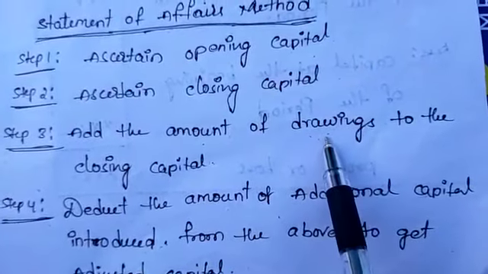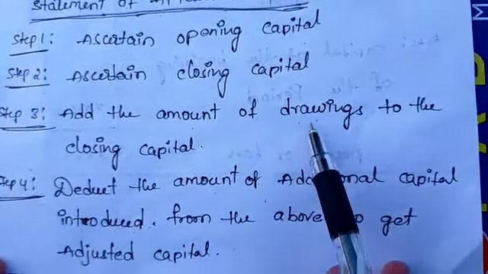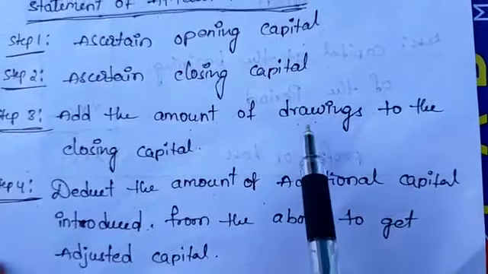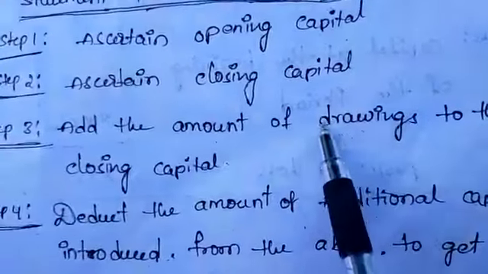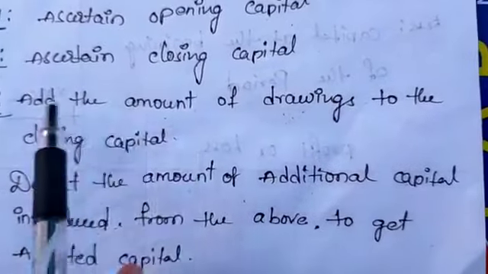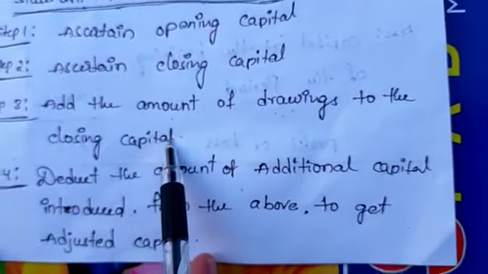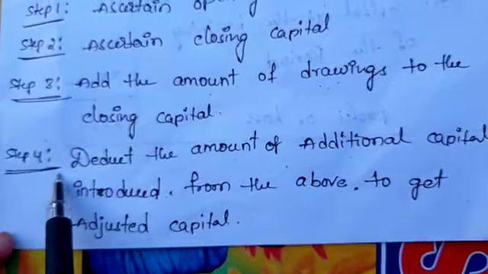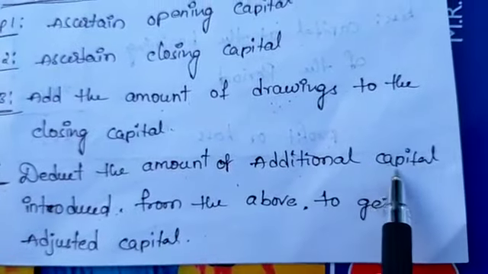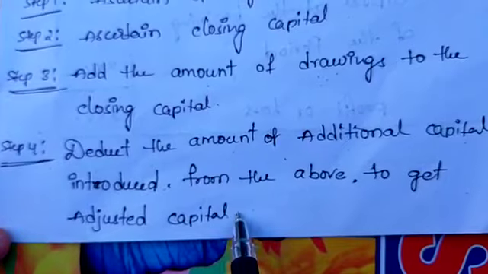So what are drawings? Drawings means the amount the investor draws for personal use. That amount is called drawings. So add the amount of drawings to the closing capital. Step 4, deduct the amount of additional capital introduced from the above to get adjusted capital.